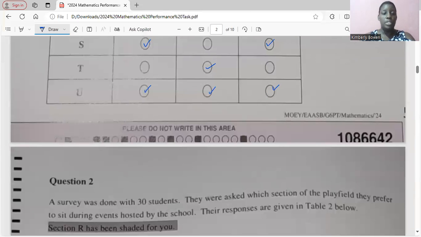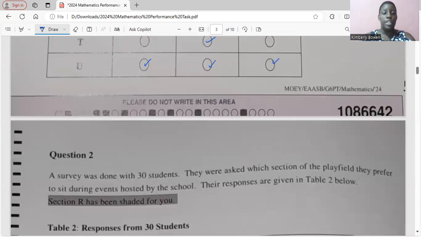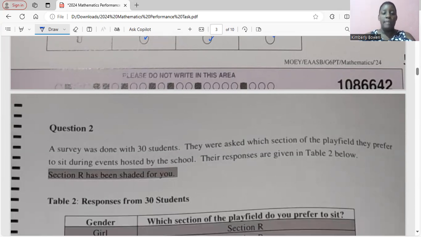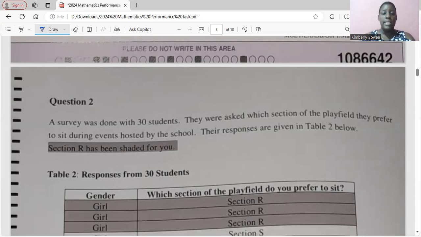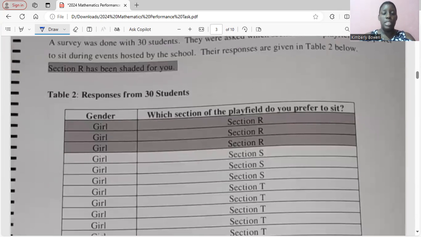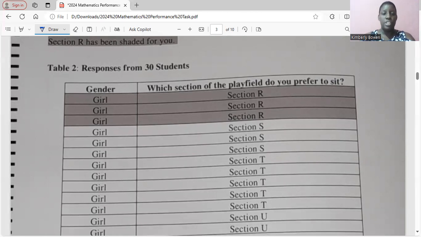All right, let's move on to question 2. A survey was done with 30 students. They were asked which section of the playfield they prefer to sit during events hosted at the school. Their responses are given in table 2 below. Section R has been shaded for you. So these are the responses. Table 2 shows the responses from the 30 students. We have the gender of the students and which section of the playfield they prefer to sit.